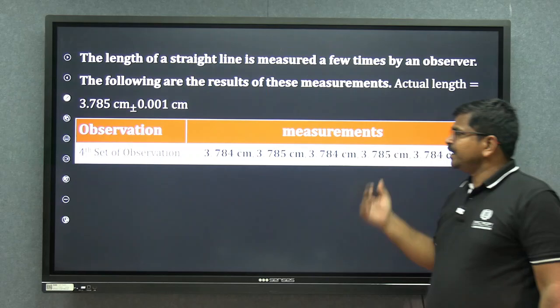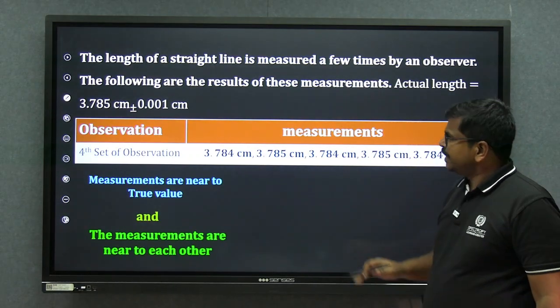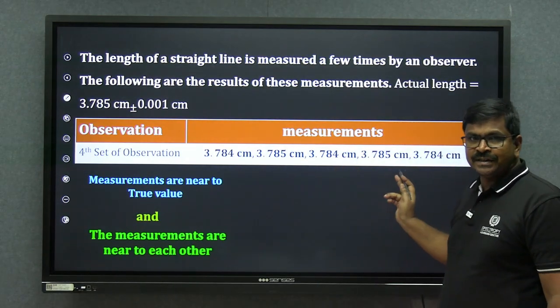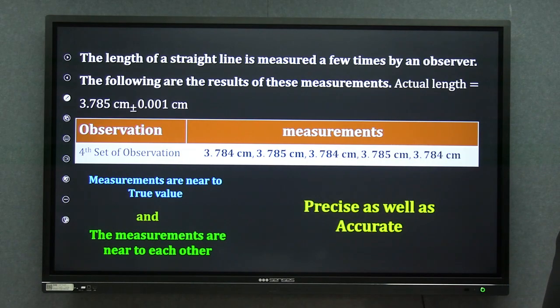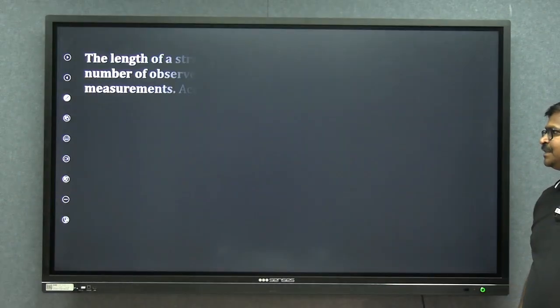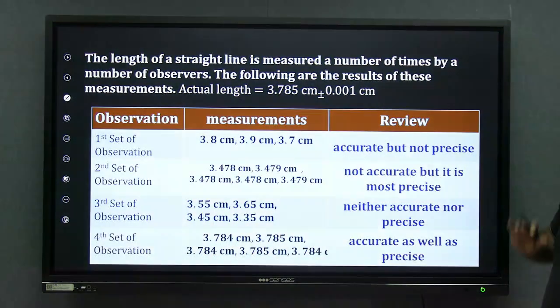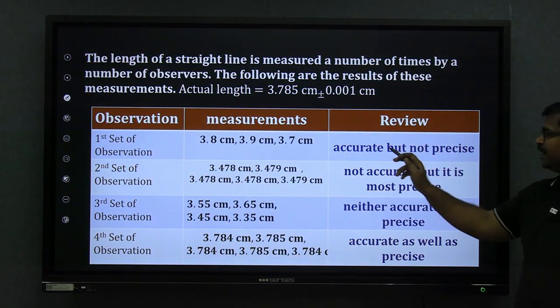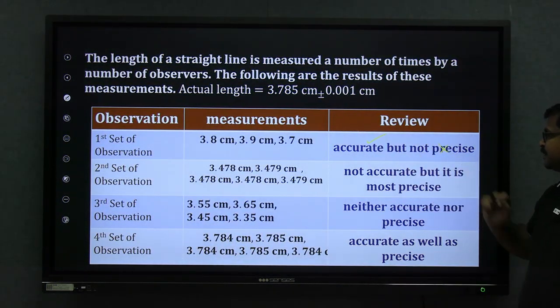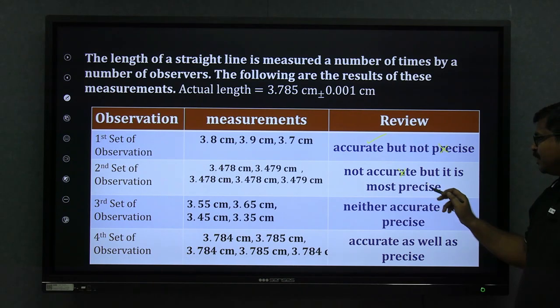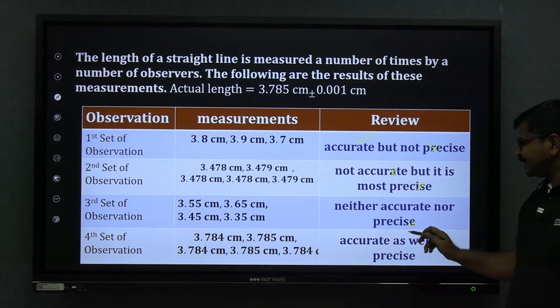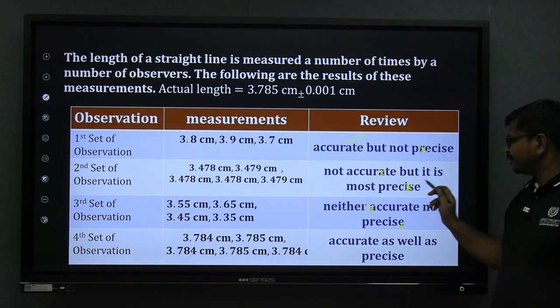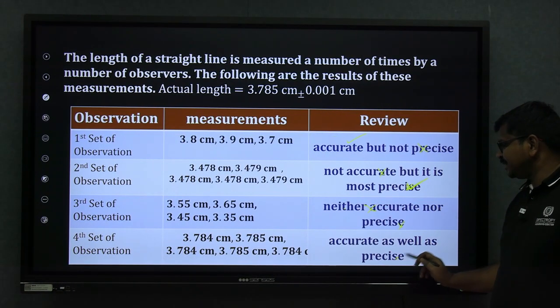Now similarly, let me take another set of observations. All are near to each other and all are near to the true value. So that is why it is precise as well as accurate, and this is the conclusion. First set: accurate but not precise; second: not accurate, but precise; and here neither accurate nor precise. And this one is accurate as well as precise.